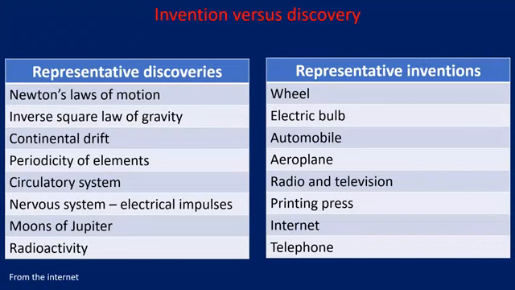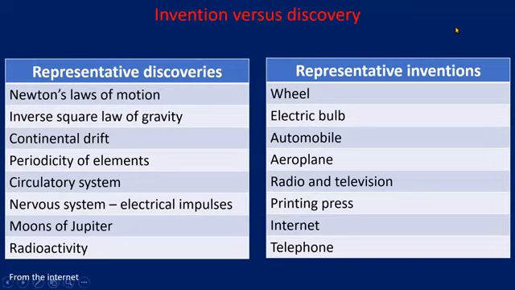When you think about inventions, which have tremendously changed the course of human beings from all other animals, those are the wheel, electric bulb, automobile, aeroplane, radio, and communication. All these things are meant for communication, radio and television. Then the internet. These are the greatest inventions.